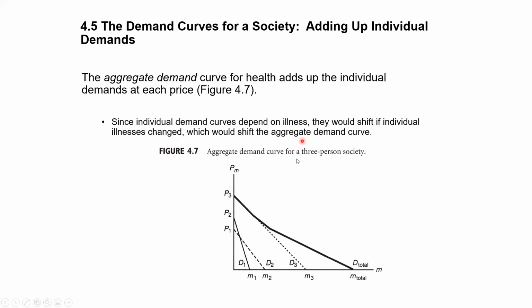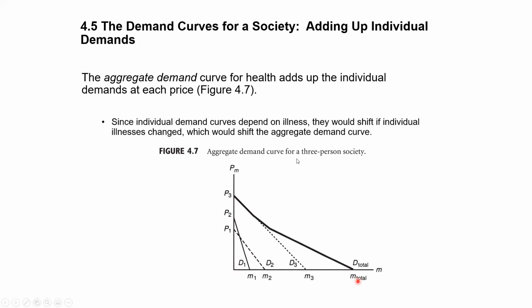Another concept that we want to take a look at is the aggregate demand curve for health. So the aggregate demand curve for health actually just adds up the individual demand for that particular good, or for that particular health service, at each price. So assuming that three individuals have these kinds of demand curves, individual one, individual two, individual three, then when you combine all of their demand curves, this is the total.